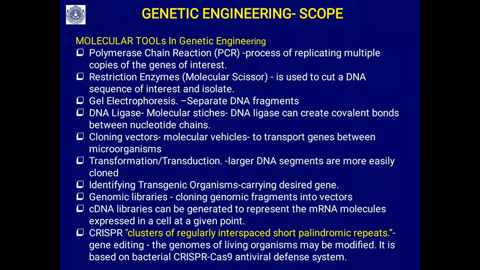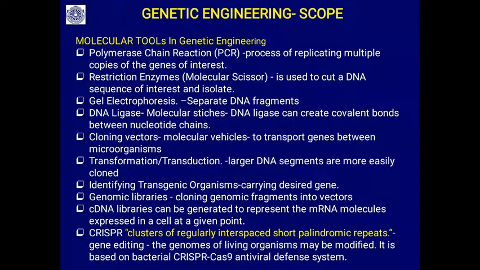Transformation, transduction, all these technologies were developed to clone the gene of interest. Then identifying the transgenic organisms, whether our desired gene is expressed by the organism, the bacteria or the plant. Various tools and technologies were developed to identify this: Southern blotting, Northern blotting and all this you can see.